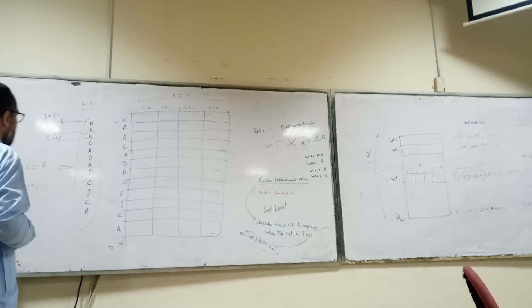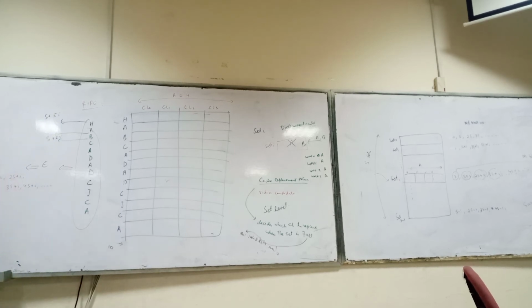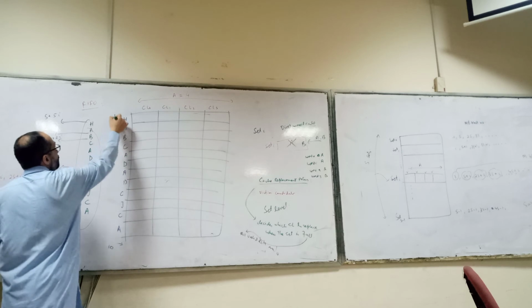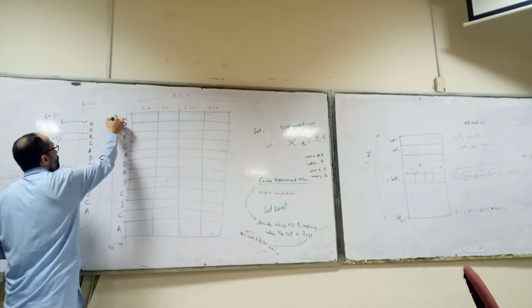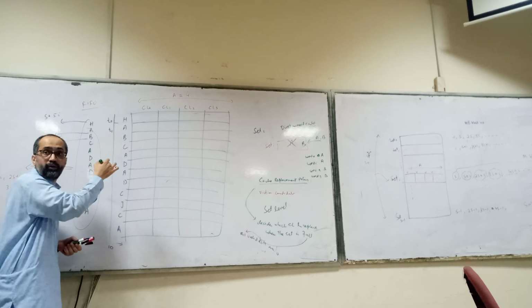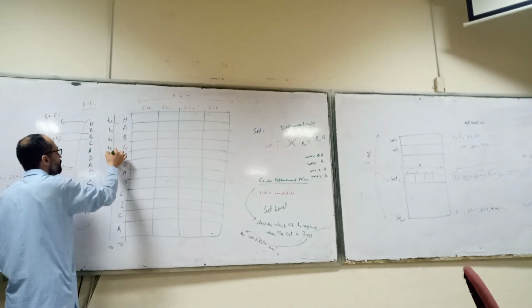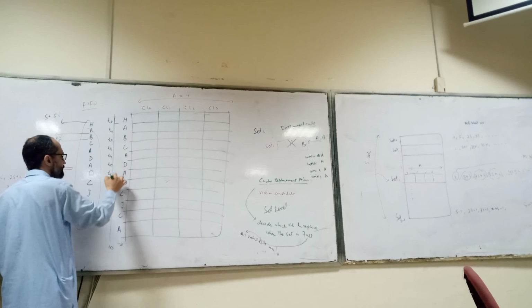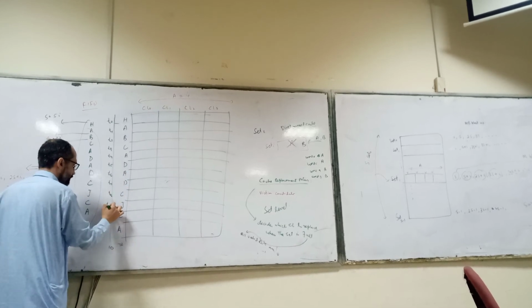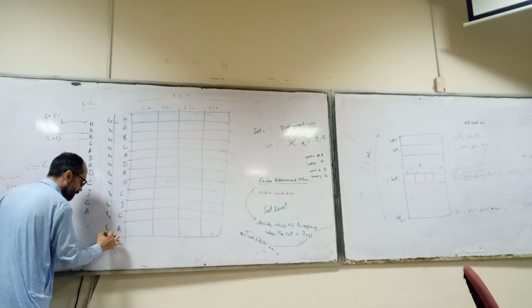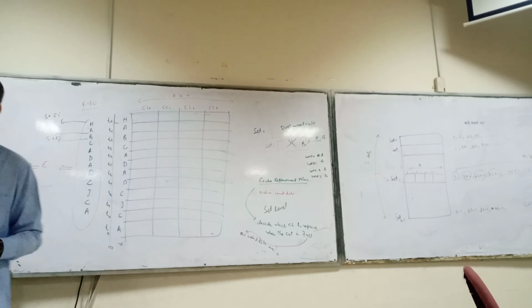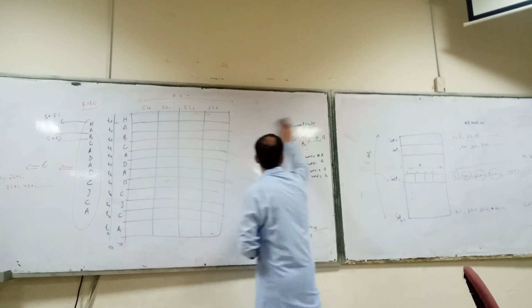Now if you look here, there are two types of blocks. This is a block reference point, when a block is referenced. Let's assume this block is referenced at time t0. This block is referenced at times t1, t2, t3, t4, t5, t6, t7, t8, t9, t10 and t11. So this block is referenced at this time.